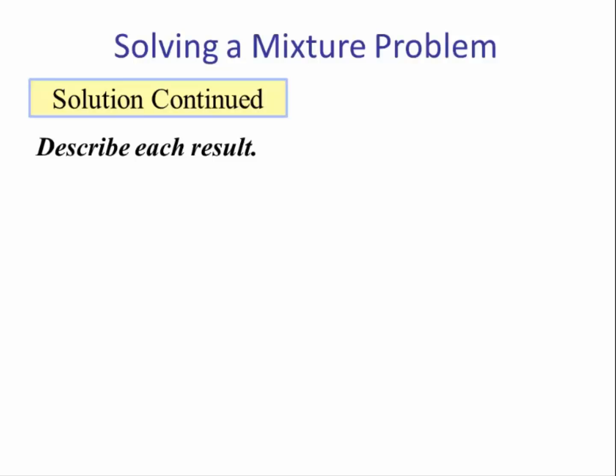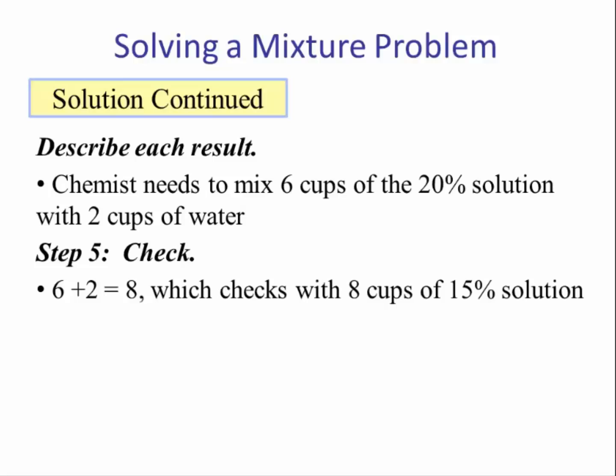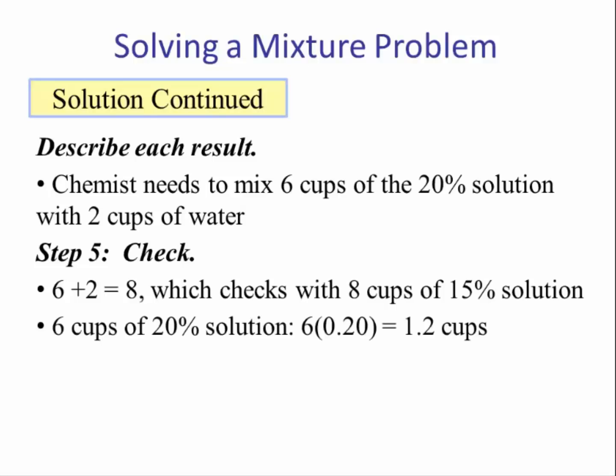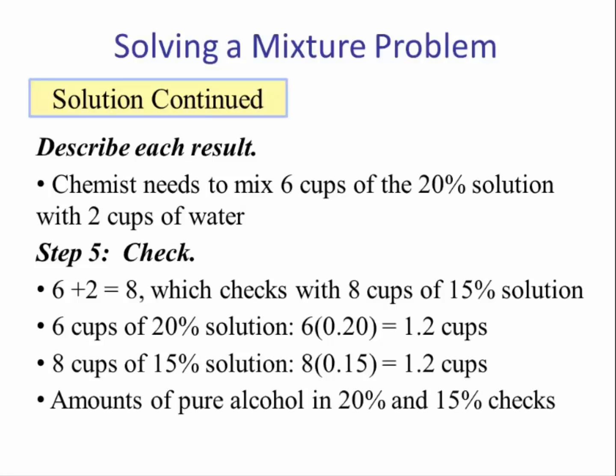So to put this back in the terms of the problem, the chemist will need 6 cups of the 20% solution with 2 cups of water. To check it, we take the number of cups, so x is 6 and y is 2, and that gives us 8, which checks. And 6 cups of 20% solution would be 6 times 0.2, which gives us 1.2 cups. 8 cups of 15% solution would be the number of cups, 8, times the concentration, 0.15, and we get 1.2 cups. So the amounts of pure alcohol in the 20% and the 15% check.